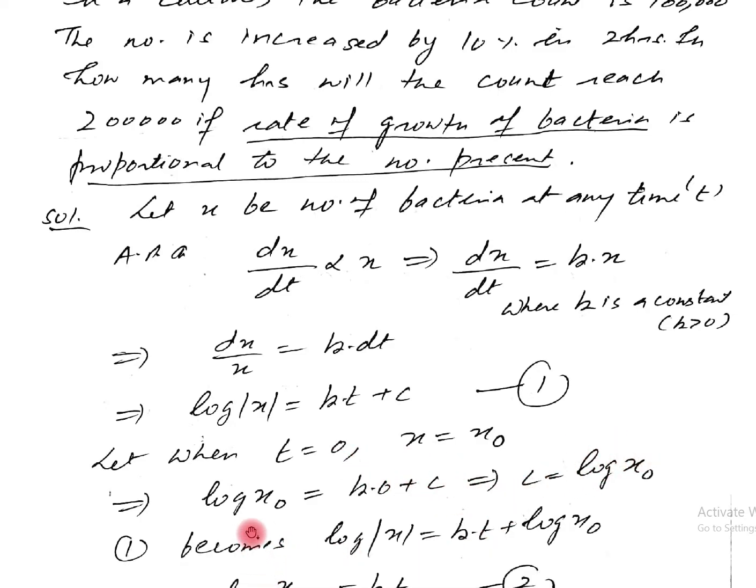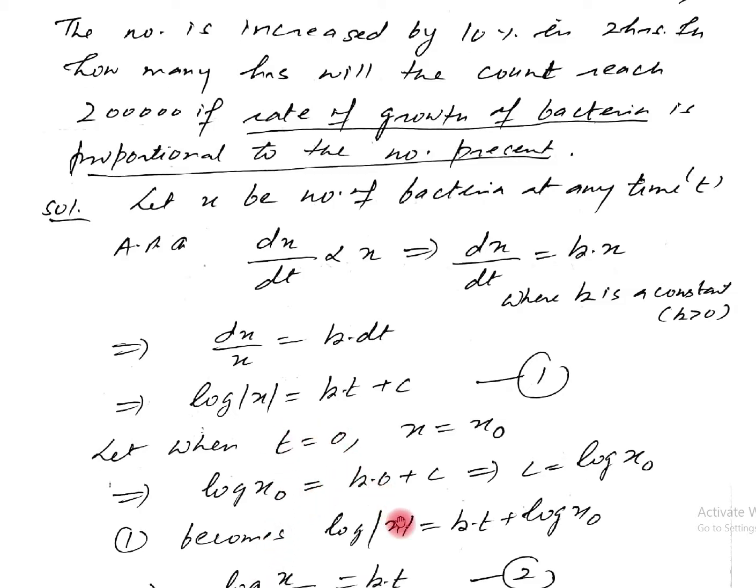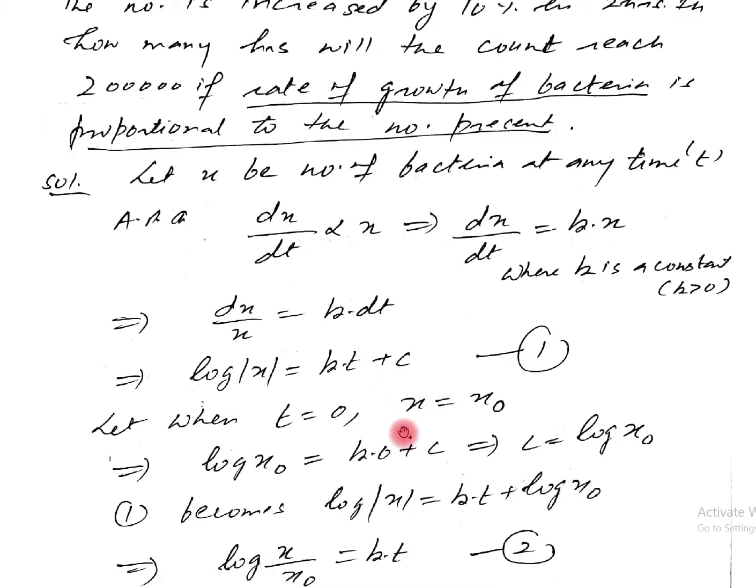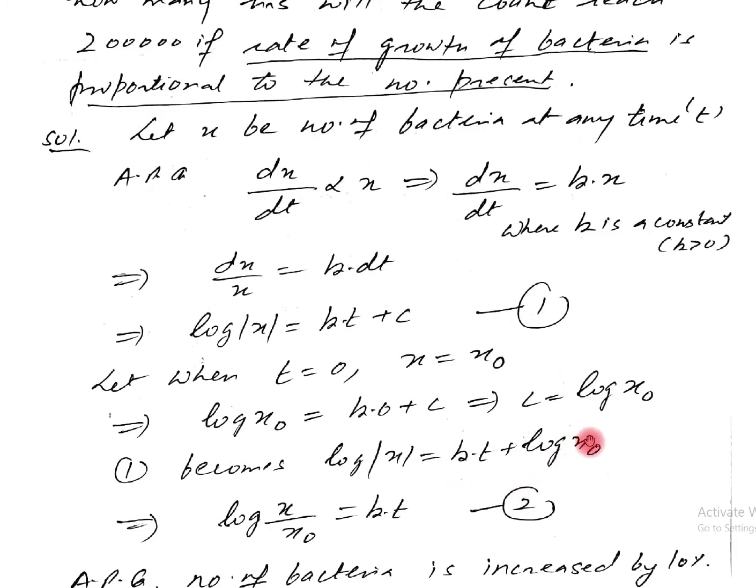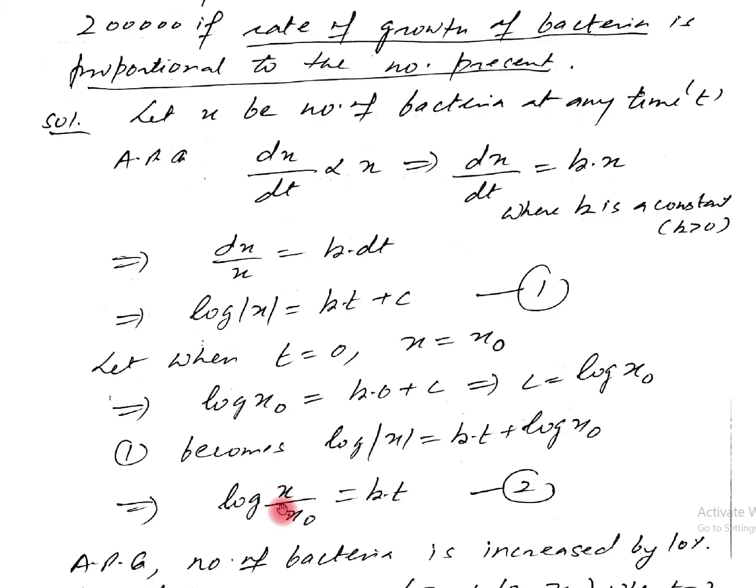Now equation 1 becomes, putting these values, log of x equal to k into t plus log of x naught, putting the value of c here. Now we can collect these terms, it becomes log of x upon x naught equal to k into t. Because it is the number of bacteria, it is always positive, there is no need to put the modulus sign here.